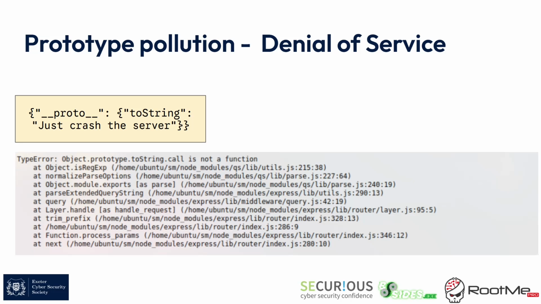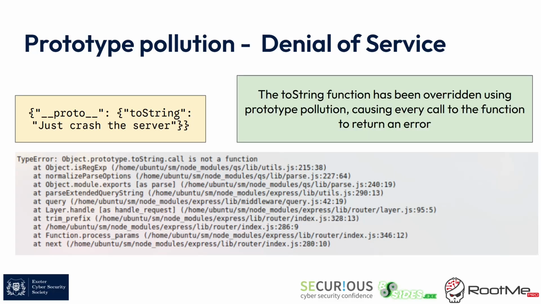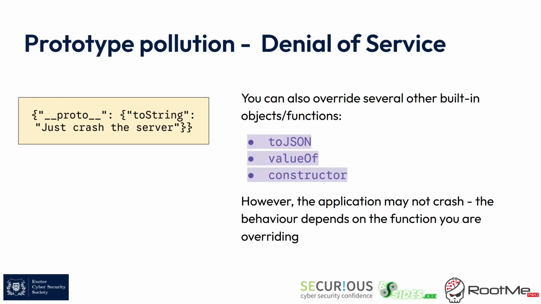It gives me an error message that says object.prototype.toString.call is not a function. It means that it's trying to call the function, but it realizes that it's a string. It's not a function that it expects. And this does create a denial of service condition. So until I restart the node server, it will stay in this condition whenever I visit the website. So yeah, it says causing a recall to return an error.